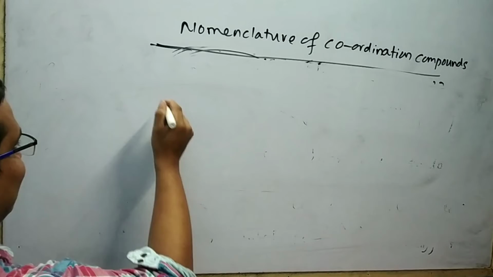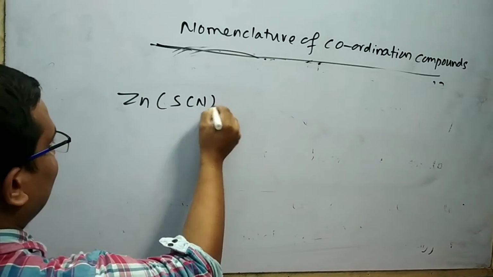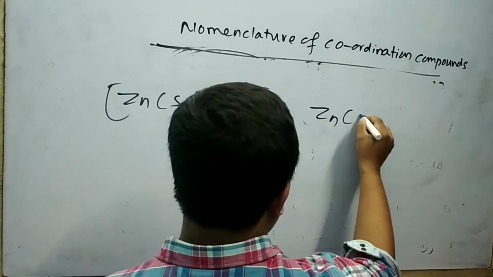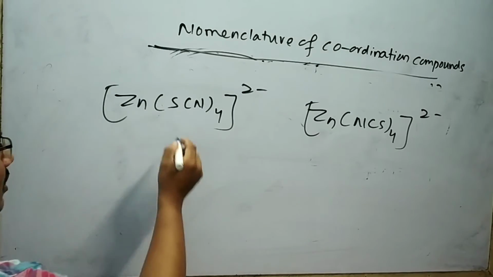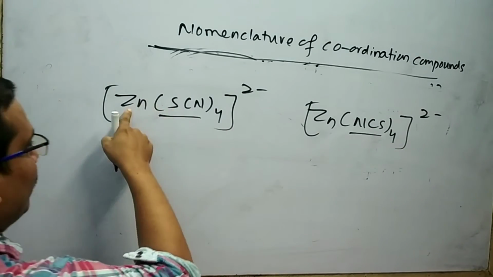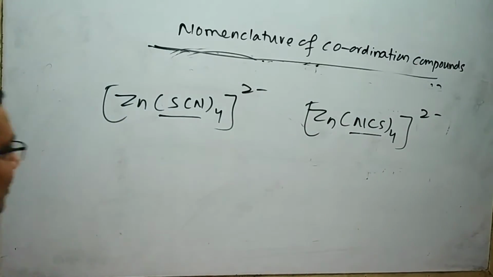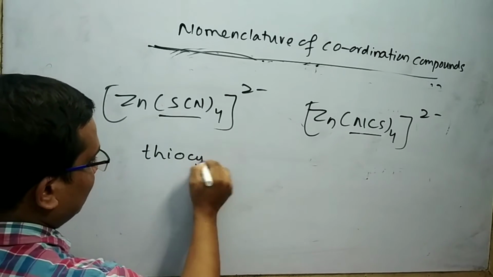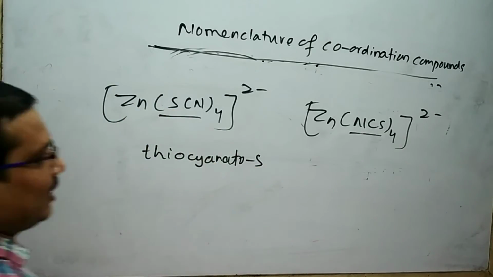Suppose I will take an example in which an ambident ligand is present. Zn SCN 4 2 minus, another is your Zn NCS 4 2 minus. Your SCN and NCS are called ambident ligands. Your sulfur coordinates to the zinc. On the other hand, your nitrogen coordinates to the zinc. When I write the name, I can write thiocyanato hyphen S because S coordinates to the zinc.